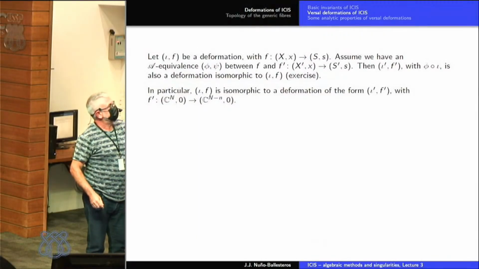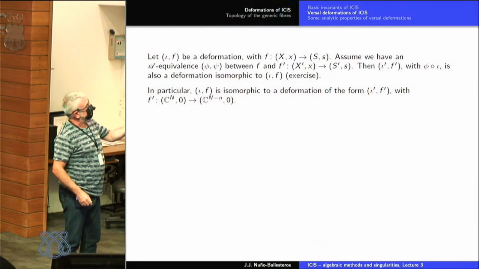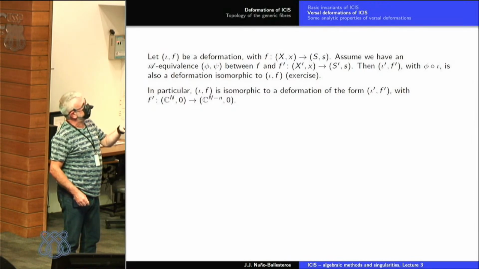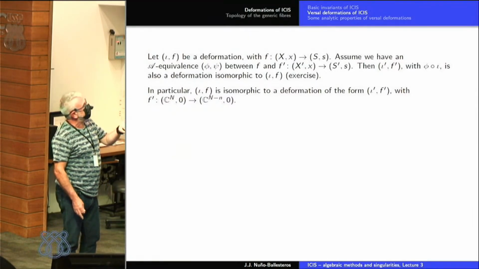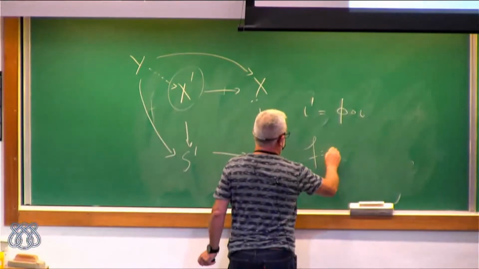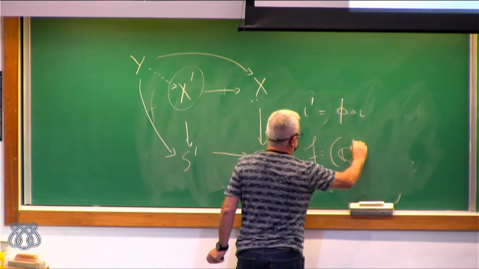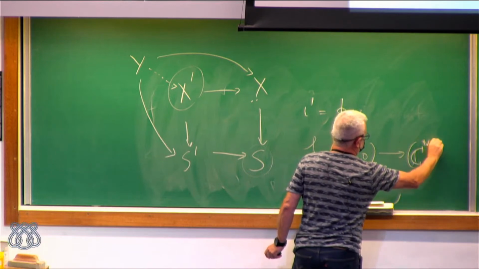This is iota prime missing here. And then this gives a new deformation. In particular, if we take coordinates, then this shows that any deformation is isomorphic as a deformation to a deformation of the form iota prime, f prime, with f prime in this format, where you have not a manifold, but you have Cn here and Cn minus n here.